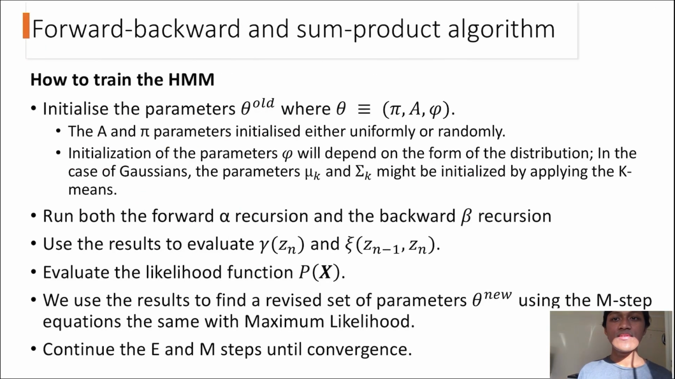The next one, the forward-backward algorithm and sum-product algorithm, is similar to maximum likelihood. The difference is that we use the alpha and beta parameters here, and then we also evaluate the values of gamma and epsilon, and then we can get the value of the likelihood function p(X). After that, we can get the optimum theta, repeating until the value converges. So that's all for my presentation.